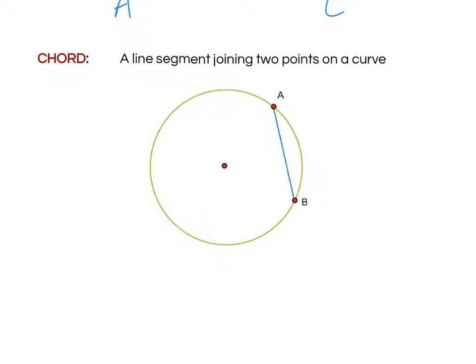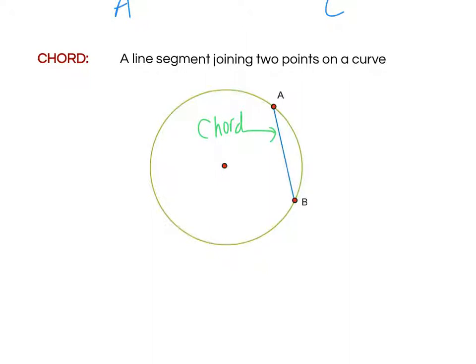So the last term that I want you to know is a chord. A chord is essentially if you were to draw a circle, or even if you have a curve, it doesn't necessarily have to be a circle, but if you have a curved line and you find any two points along that curve, and then you join those two points in a direct or straight line, then what you've created is a chord. So this line AB, that is our chord.